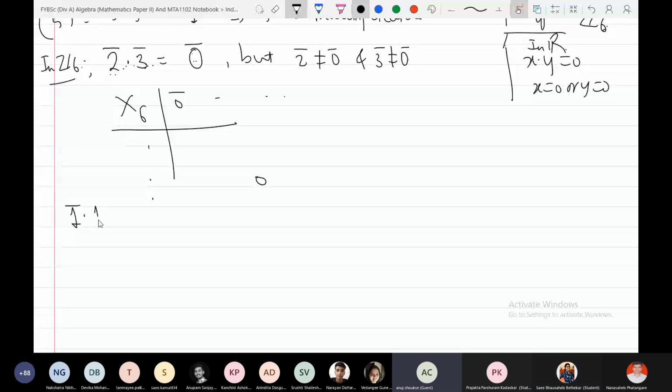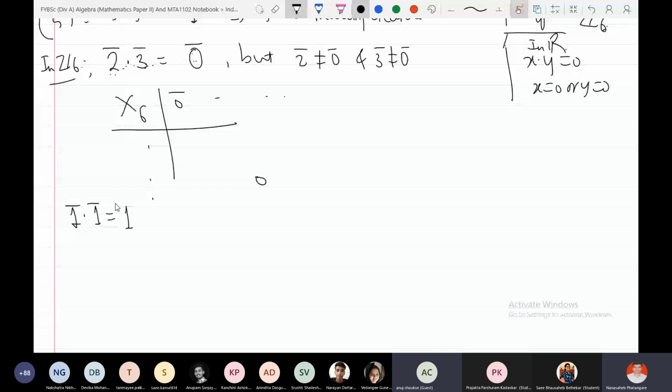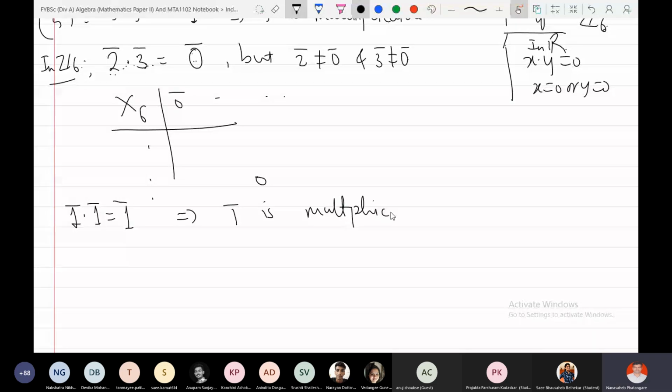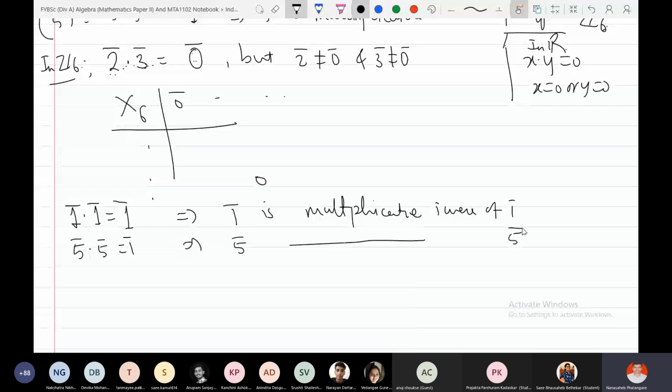1 bar into 1 bar is 1 bar. Therefore, 1 bar is the multiplicative inverse of 1 bar. So that is clear. Now, 5 bar into 5 bar is 1 bar. Therefore, 5 bar is the multiplicative inverse of 5 bar. That is also clear, right?